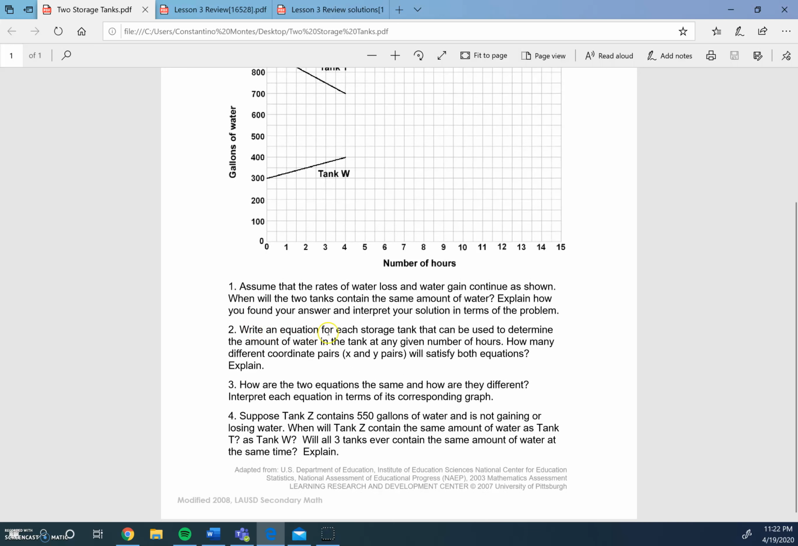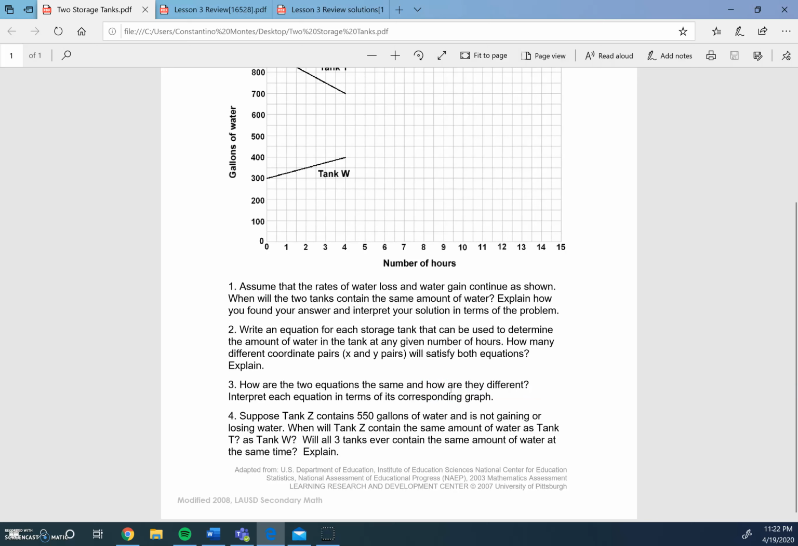Number 2, write an equation for each storage tank that can be used to determine the amount of water in the tank at any given number of hours. We would like you to use some of those skills that you learned in the Staying Sharp, which we want you to do first, and then apply those skills here on this task that we've given you. Number 3, how are the 2 equations the same, and how are they different? We're just asking you to compare and contrast the 2 equations.